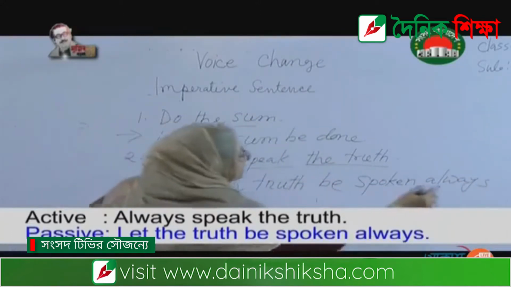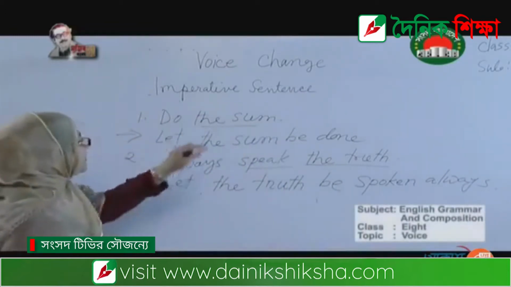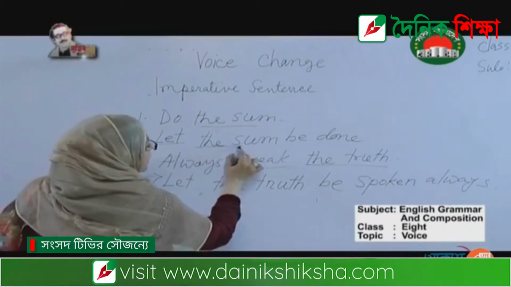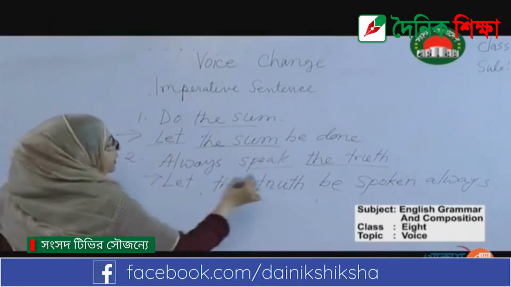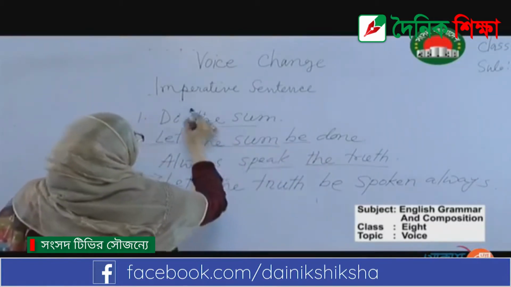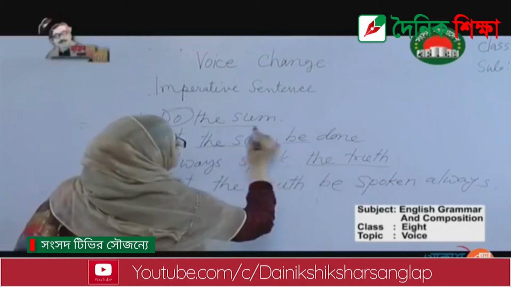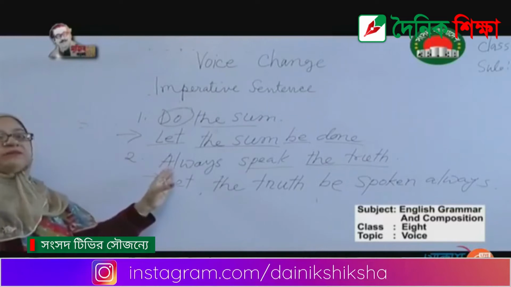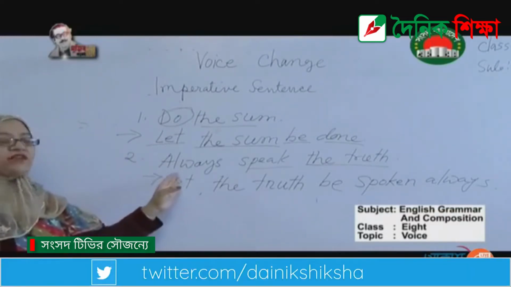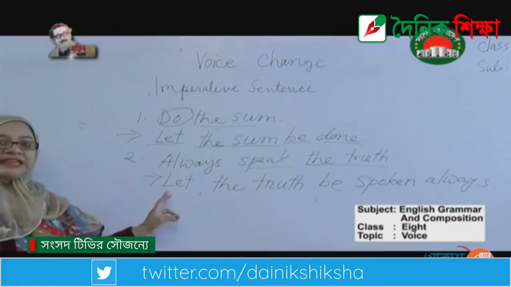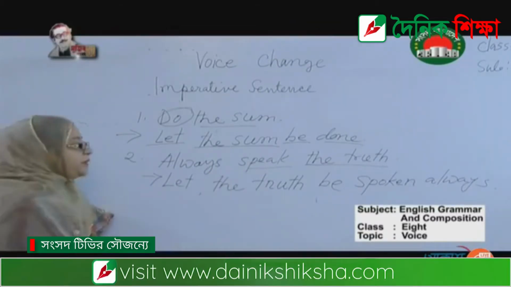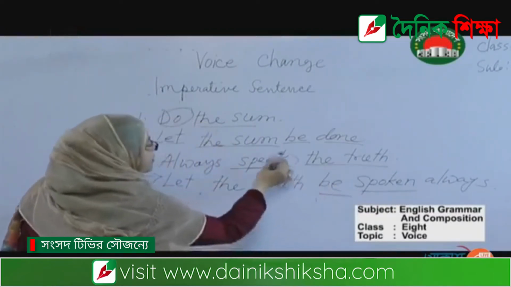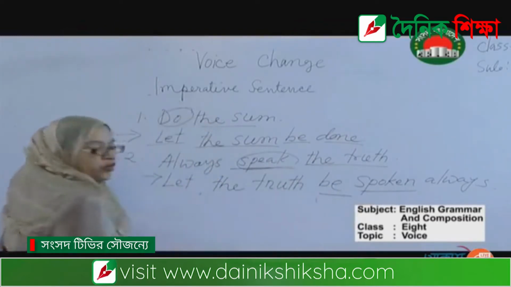Look at the board. The first one is do the sum. Here we use let, and the sum is the subject, and also be and the past participle form of the verb do, done. So it will be let the sum be done. And the second one, always speak the truth. Here we use let the truth be and the past participle form of the verb speak, spoken always.